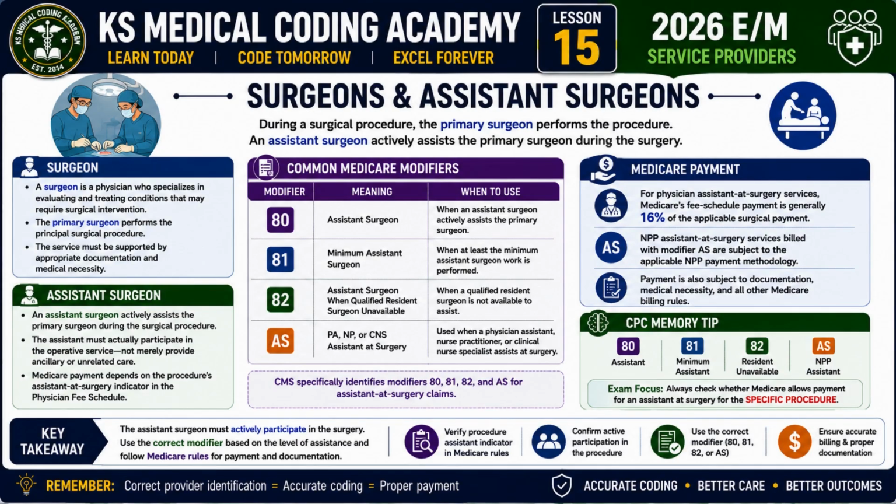surgical service. Another important point is that Medicare payment for assistant at surgery services depends on whether the specific surgical procedure permits assistant at surgery payment. Therefore, always check the applicable Medicare fee schedule information and payer requirements. Brain CPC memory tip. Think: 80 points to assistant surgeon, 81 points to minimum assistant, 82 points to qualified resident unavailable, AS points to NPP assistant.